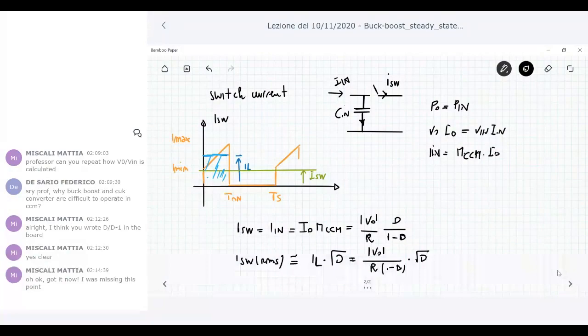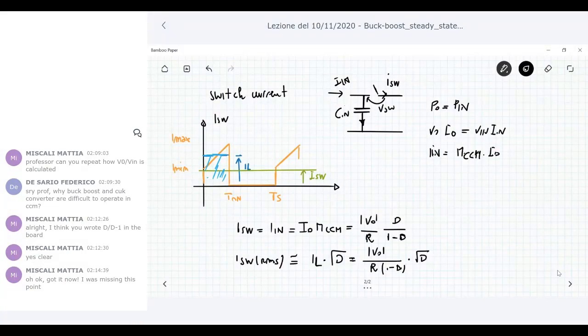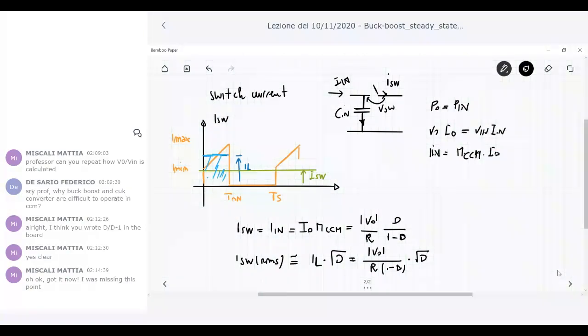There is another important parameter that you have to consider when you design a converter, and that is the voltage that the switch can support and withstand when it is off, when it is open. In that situation, the maximum voltage occurs when the switch is open.